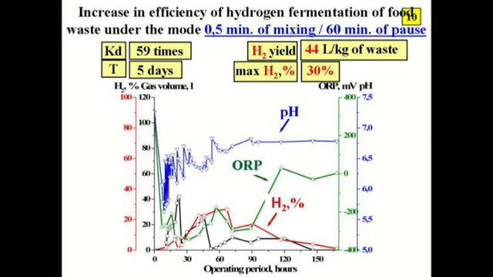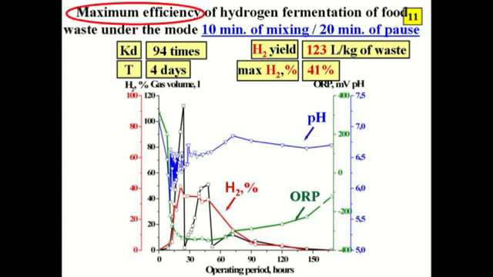We managed to significantly improve the efficiency of food waste degradation and biohydrogen synthesis using the mode of half a minute of mixing and 60 minutes of pause. Under this mode, the retention time was only 5 days. The coefficient of waste destruction was higher, it was 59. Biohydrogen yield was also higher, 44 liters from each kilogram of waste. So, it is obvious that mixing leads to a positive effect.